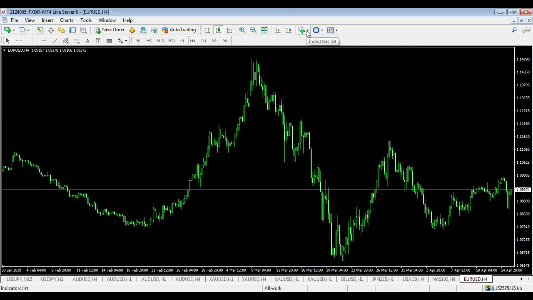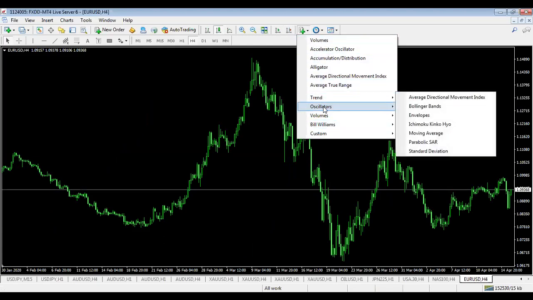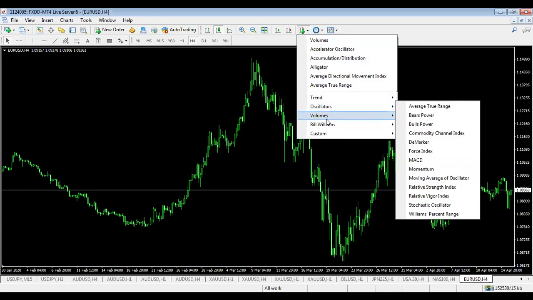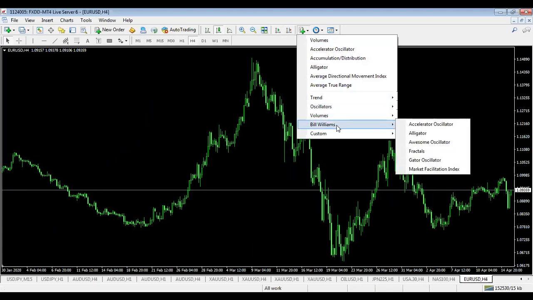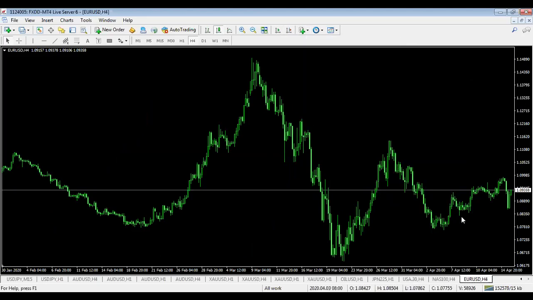Here, this is the indicator list. So here we have all our indicators, and I will explain what indicators mean and how we use them, and what kind of indicators we have to help us know the price actions and so on. Okay, so these are the indicators.